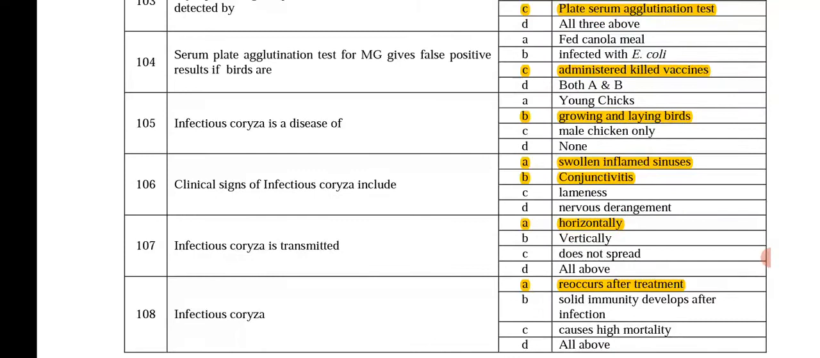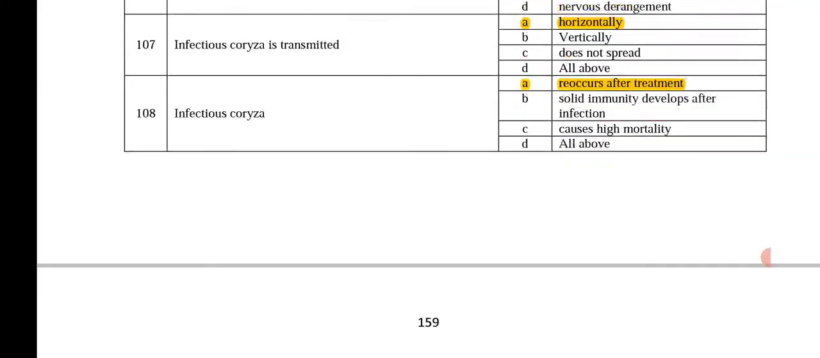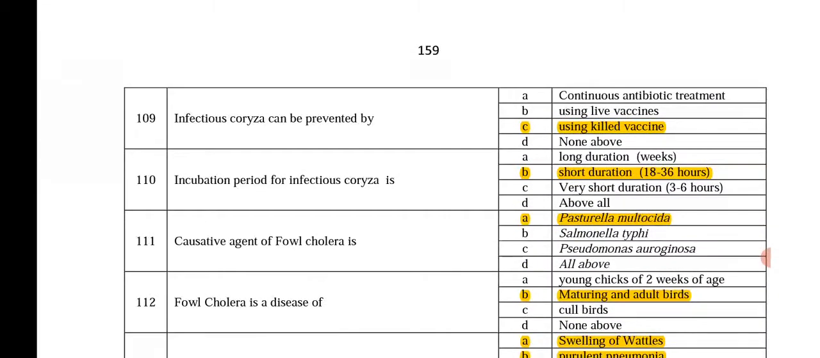Infectious coryza is a disease of growing and laying birds. Clinical signs of infectious coryza include swollen and flared sinuses and conjunctivitis. Infectious coryza is transmitted horizontally and reoccurs after treatment. Infectious coryza can be prevented by using killed vaccines, and its incubation period is of short duration, 18 to 36 hours.